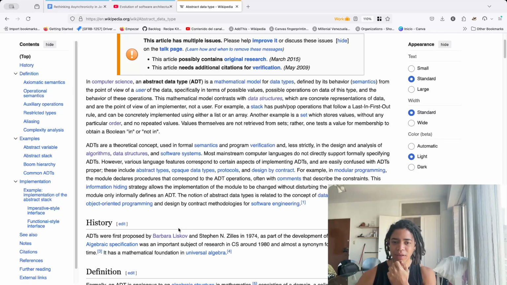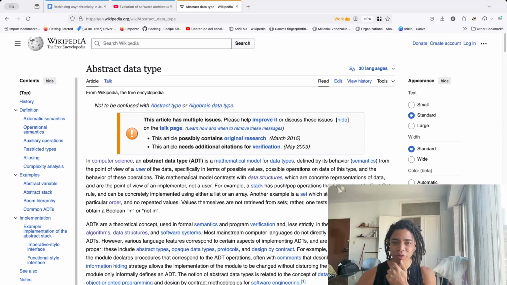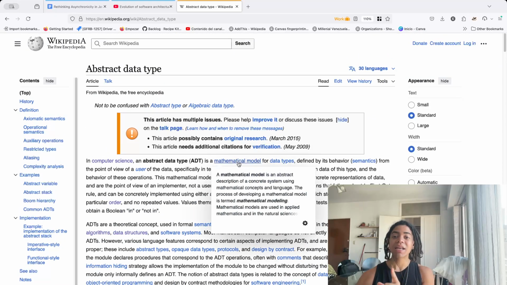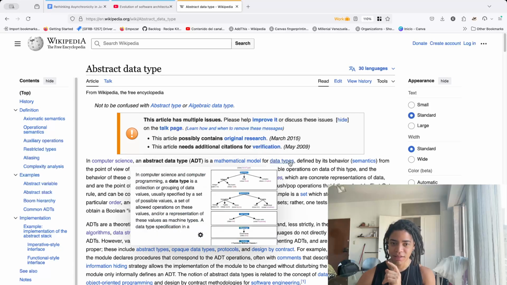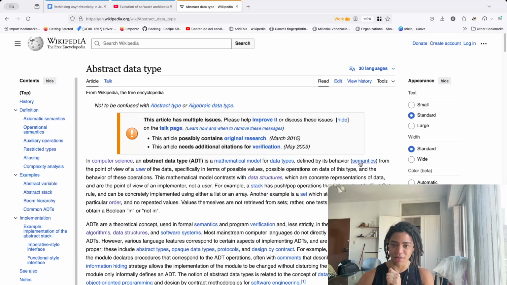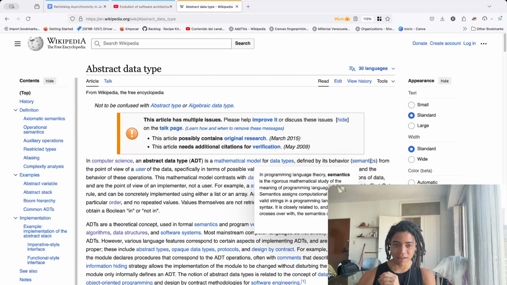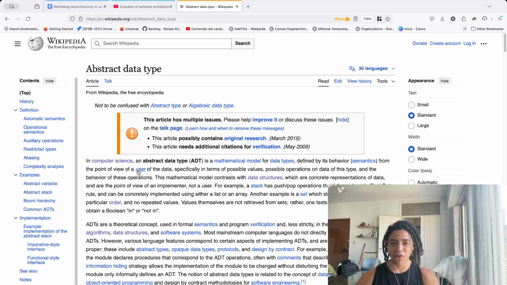data types. But again, an abstract data type is a mathematical model for data types, defining its behavior, its semantics from the point of view of a user of the data. And that's quite interesting, especially in terms of possible values, possible operators on the data of this type, and the behavior of this mathematical model.